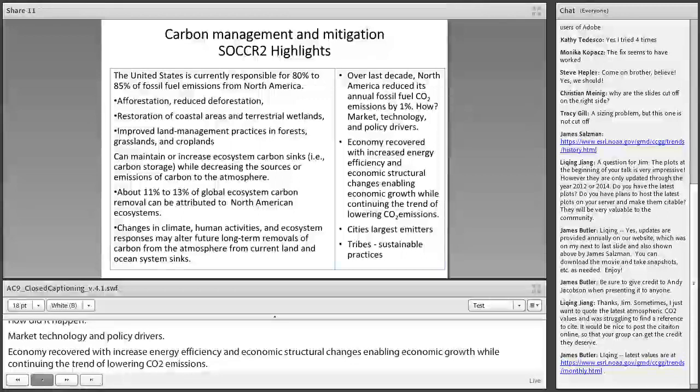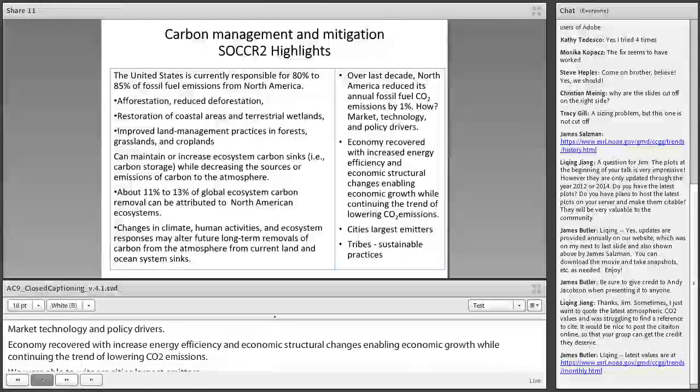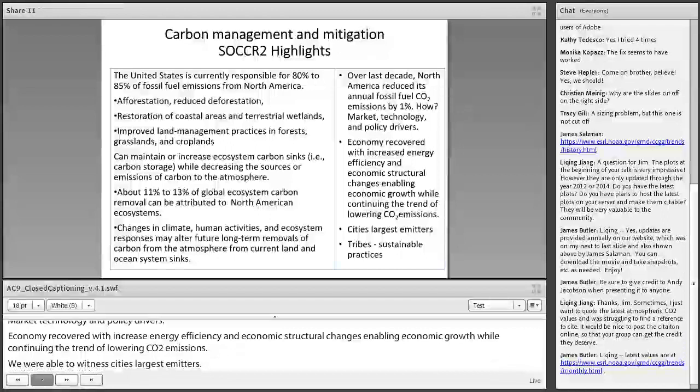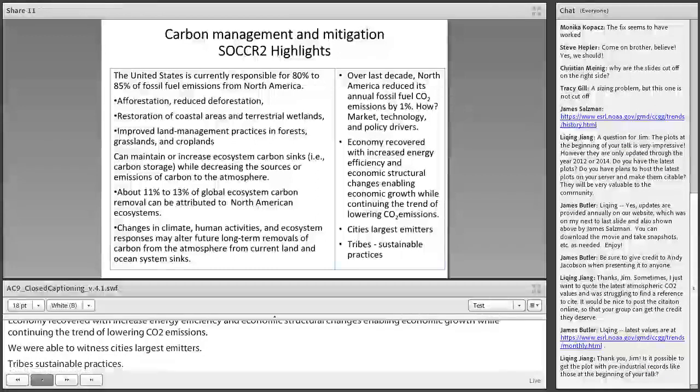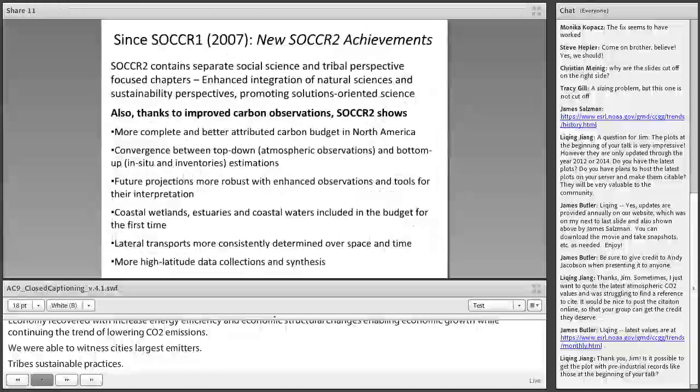Cities have become the largest emitters, and one very good thing is the report also highlights how tribes and indigenous communities across the US, Canada, and Mexico have been employing many sustainable practices to manage carbon across their ecosystems. So that's a very, very good thing. Next slide.